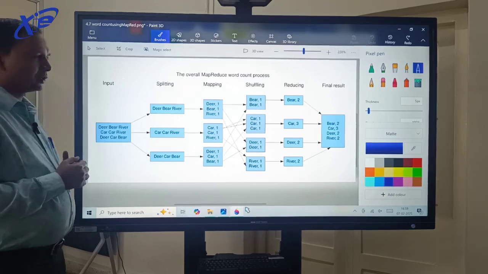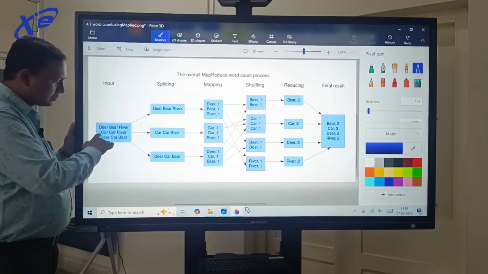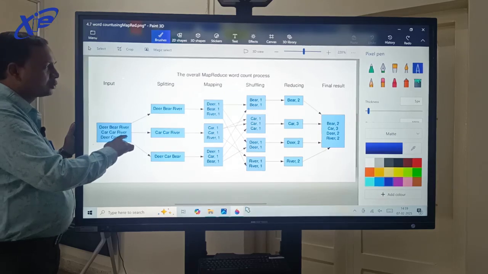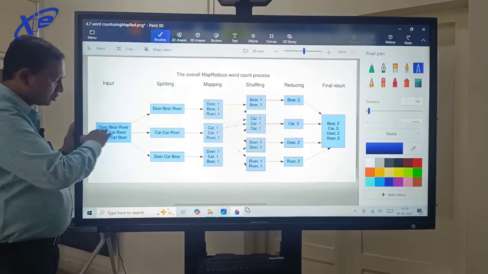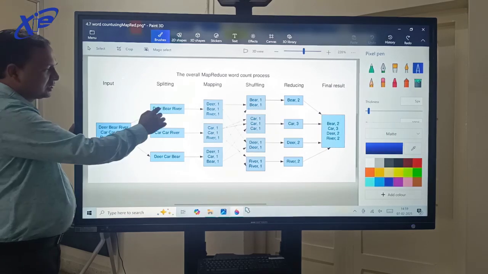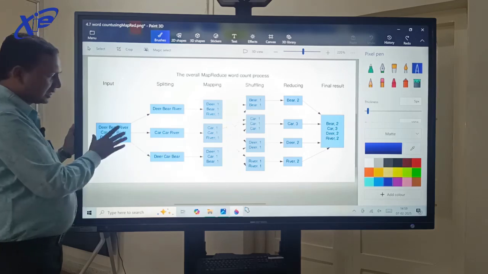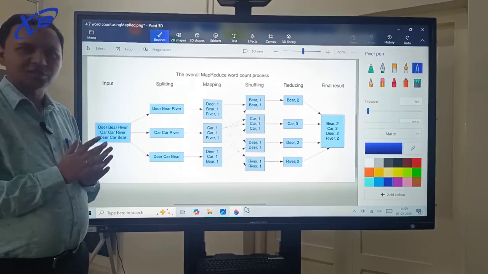The first step in MapReduce is the splitting phase. We split this file horizontally into smaller chunks. The first chunk is deer, beer, river, car, river, deer, car, beer. So this file is broken down into 3 small chunks.